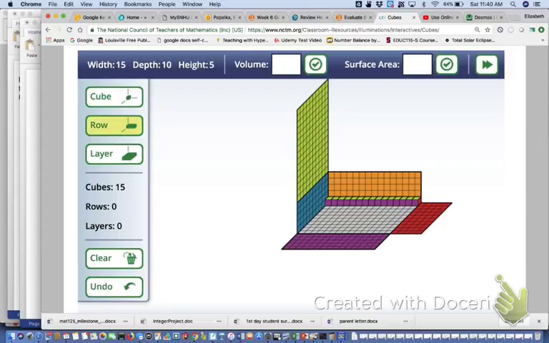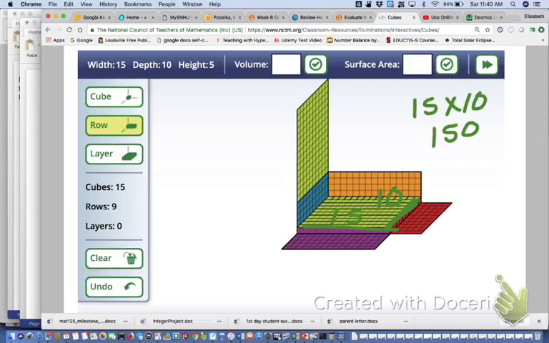So there's already one row. So I'm going to put in 2, 3, 4, 5, 6, 7, 8, 9, and 10. So I filled up the bottom of the box, and I knew that because it was 15 wide and 10 units long, that if I did 15 times 10, it's 150 cubes that are in the bottom of the box.